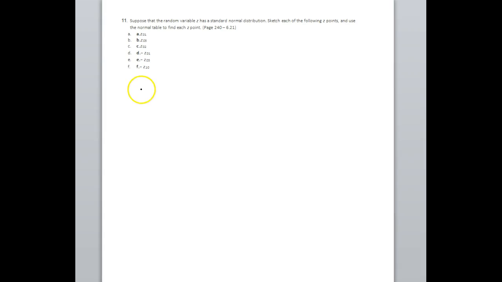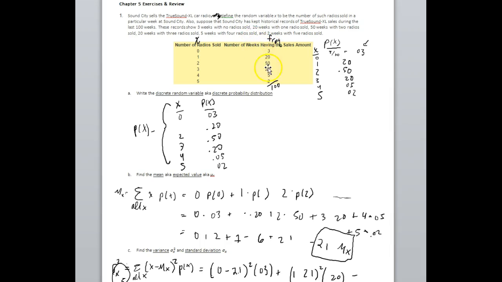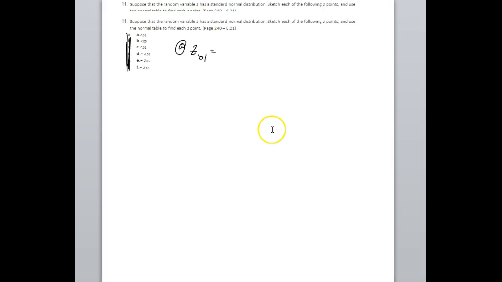So if we look at A, don't mind the extra A's and B's and C's and stuff in there. I'll cross these out. All right, so for A, z of 0.01. Oh, for goodness sakes. Anytime you do that, you are opening yourself up. Okay.